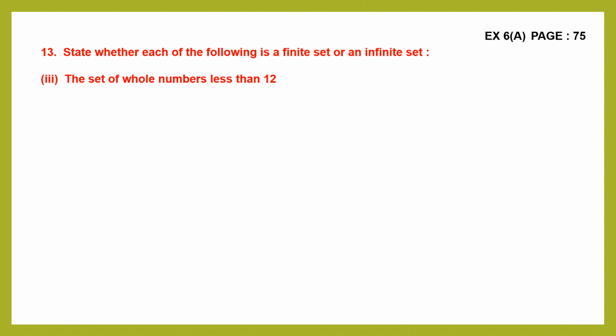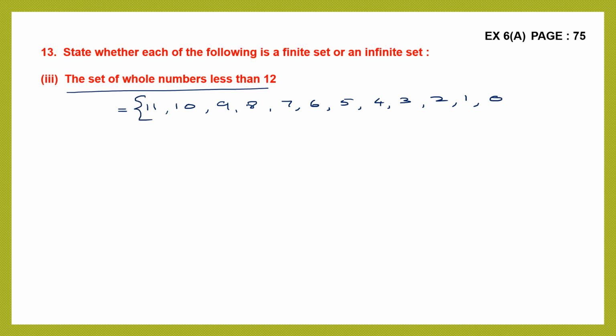Question 3, the set of whole numbers less than 12. So let's write out all the whole numbers less than 12. So 11, 10, 9, 8, 7, 6, 5, 4, 3, 2, 1 and 0, because it is a whole number. Now this set, as you can see, has a limited number of elements. So this is a finite set. So we can call this a finite set.